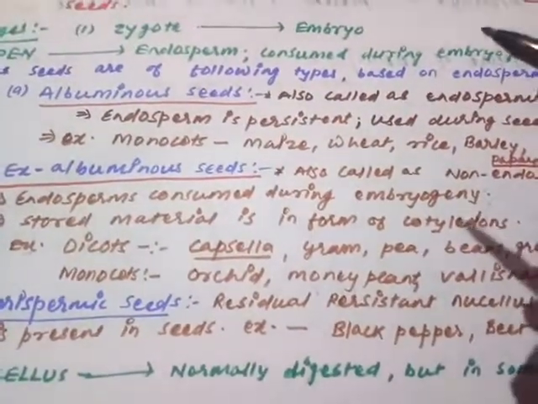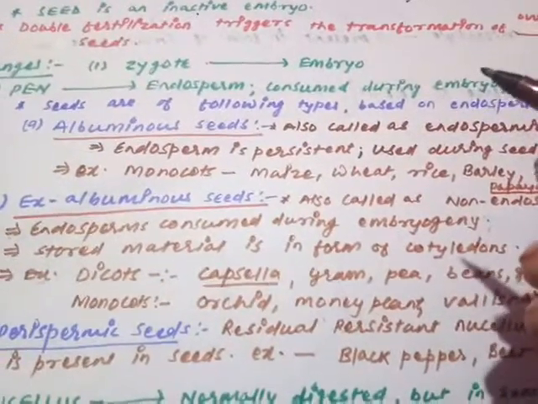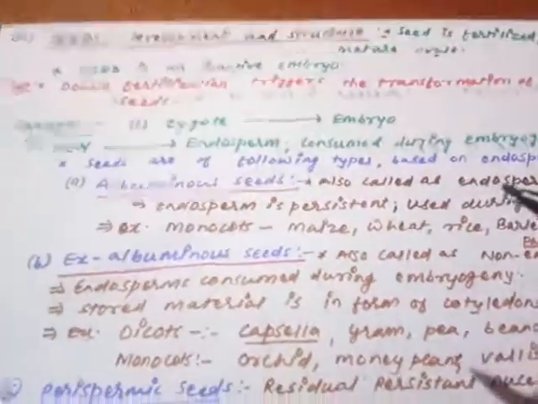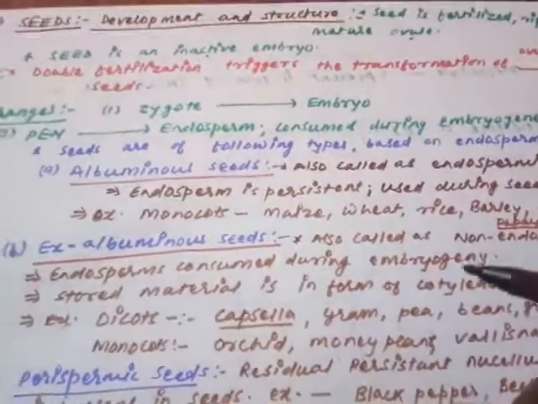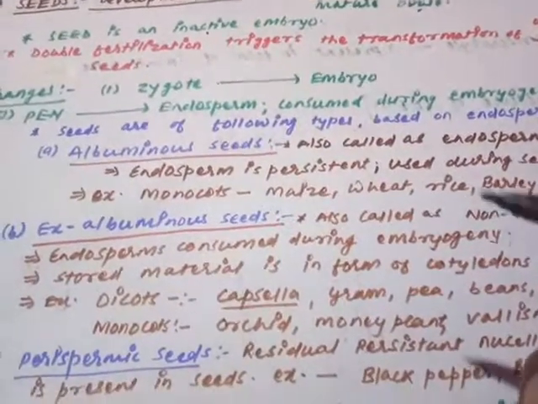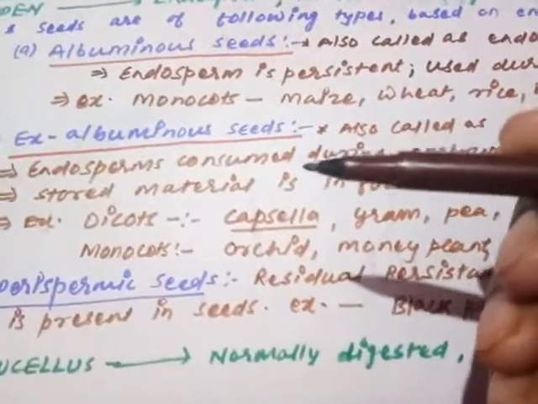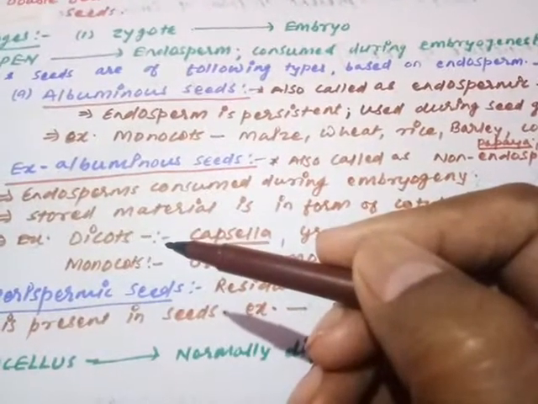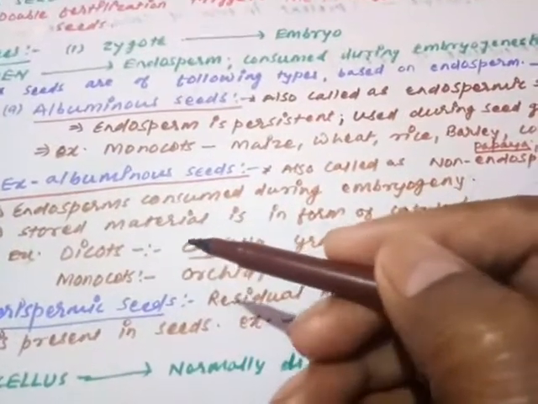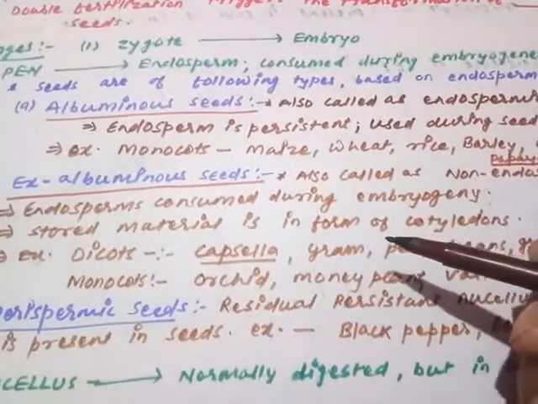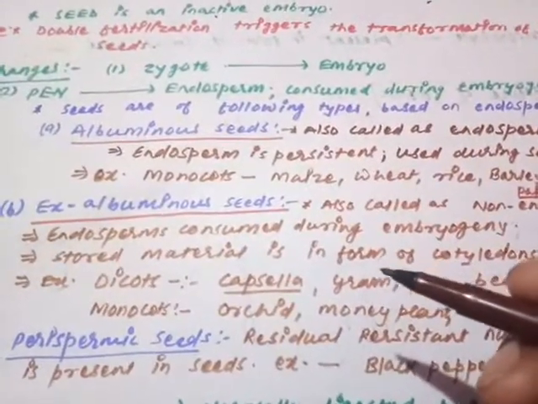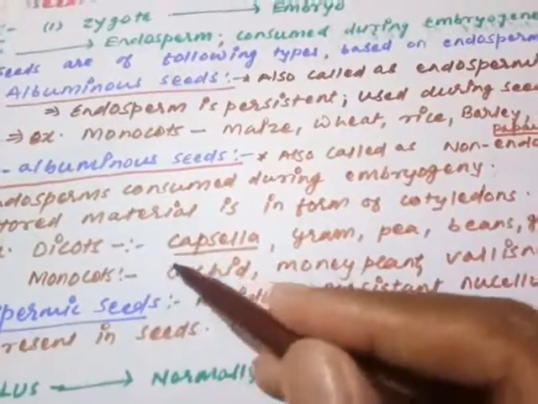Then how do they maintain the seed until the time of germination, and from where do they get the nutrition for germination? In albuminous seeds, the endosperm itself provides the energy, because endosperm is the source of stored material. Here in ex-albuminous seeds, the stored material is present in the cotyledons. Are you getting my point? Ex-albuminous seeds are non-endospermic because the endosperm is consumed, so stored material is present in the cotyledons. Is it clear to you all? Most dicot seeds are ex-albuminous, non-endospermic in nature. Examples for dicots are Capsella, gram, pea, beans, groundnut, etc.